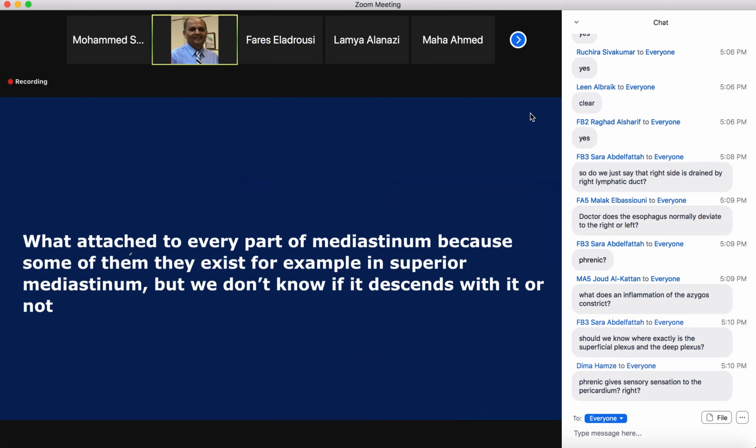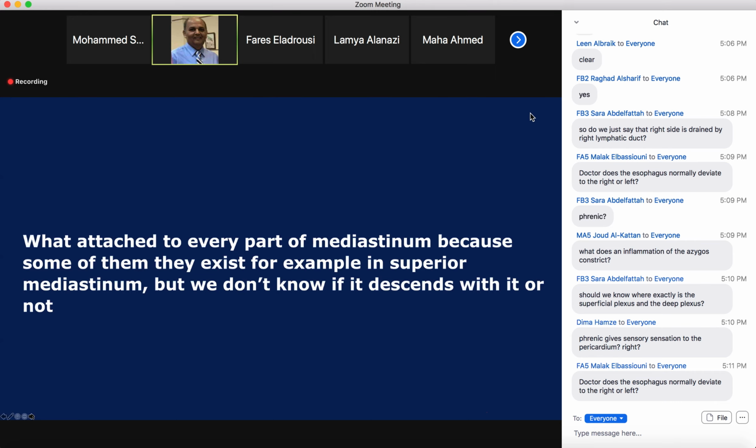Okay, so what is attached to every part of the mediastinum? Because some of them exist, for example, in the superior mediastinum, but we don't know if it descends with it or not. I don't understand this question. Can somebody help me to understand this question? So Dima is asking, the phrenic gives sensory sensation to the pericardium. Yes, Dima, you are right.